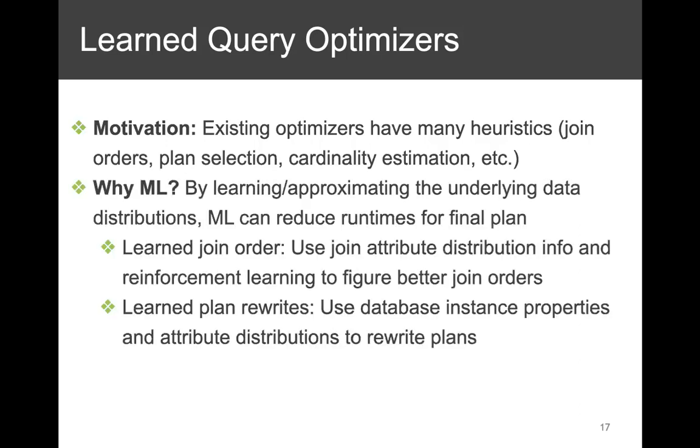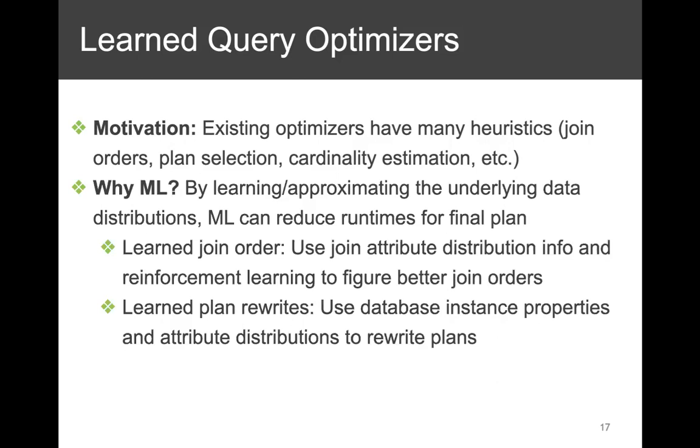And so machine learning can potentially help here because it can approximate the underlying data distribution again. And so it can potentially reduce runtimes for the final plan that is produced. And two specific areas where this has been shown to be promising is learning the join orders. So given a particular complex query over the database, if you want to figure out what is the order in which you want to do the join, people have built deep reinforcement learning-based techniques that allow you to use distribution information about the join attributes to figure out which order is better. And so this can improve latency compared to handcrafted rule-based heuristics for join order enumeration.